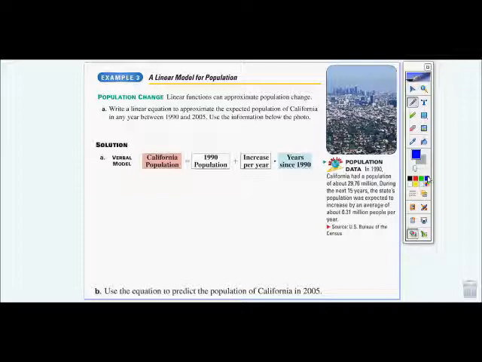So we're going to look at the information here underneath the photo. You can see there's a lot of population there in California. So the California population is what we're trying to figure out. That's going to be our y in our y equals mx plus b. I'm going to go ahead and put this in here so you see the relationship.